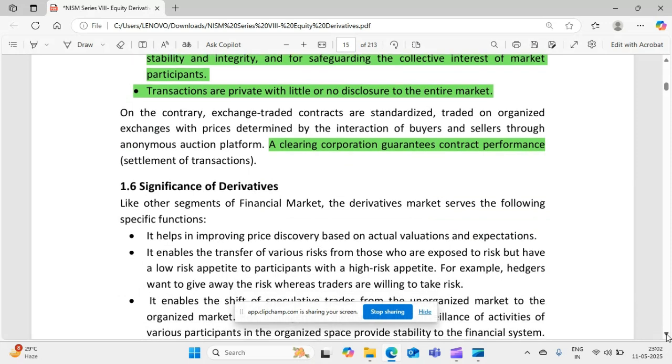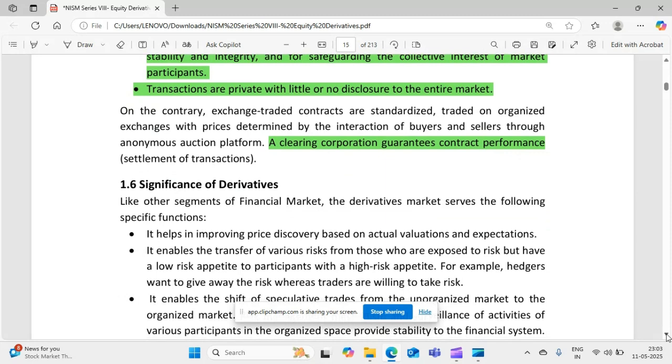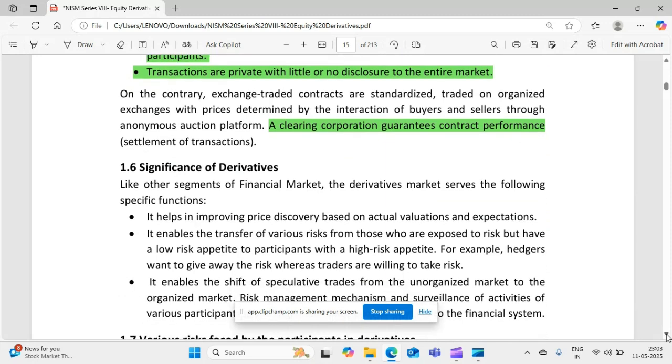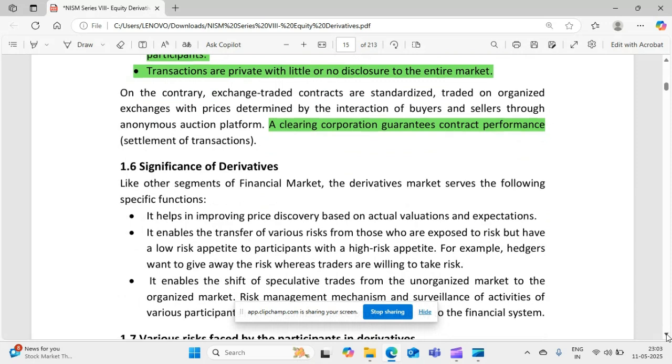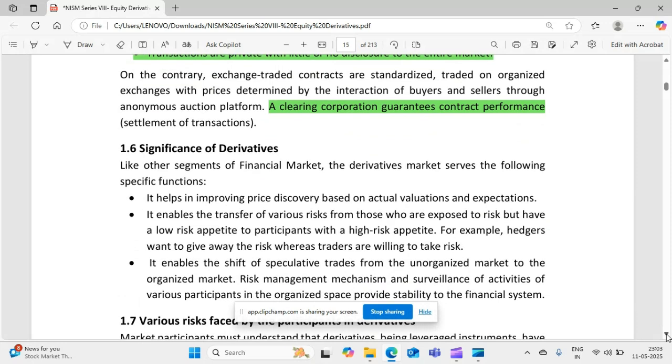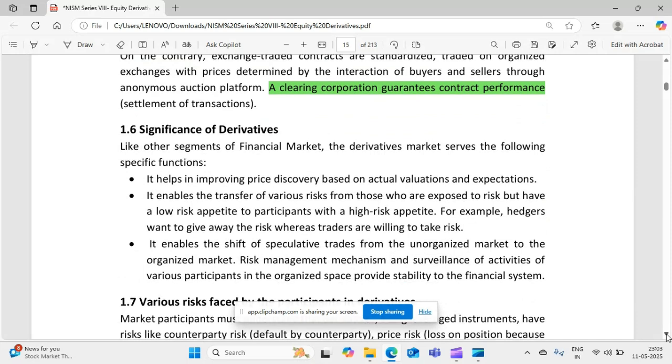Okay, so if you are a hedger, you can reduce your risk here. It enables shift of speculative trades from unorganized market to organized market. Okay, that is another benefit which is there. And derivatives provide risk management and surveillance of activities of various participants in unorganized space, which provides stability to the financial system. Those are the benefits, obviously, of derivatives market.